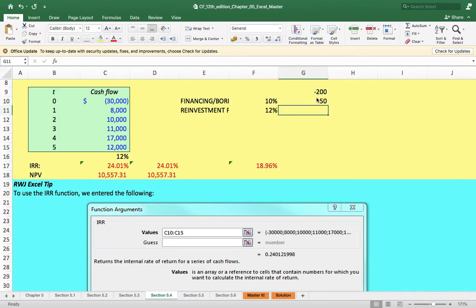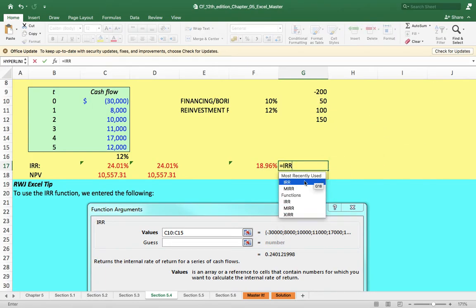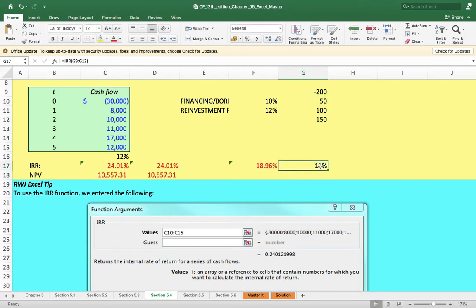50, 100 and 150. You can calculate the IRR, click there, and select the whole range of cash flows, enter. 19% is the IRR.